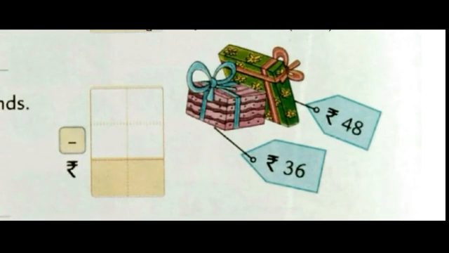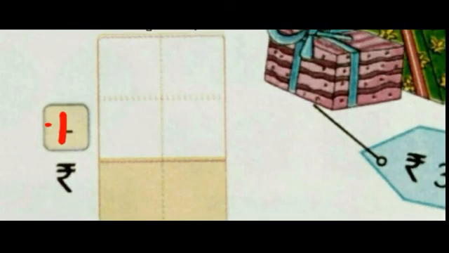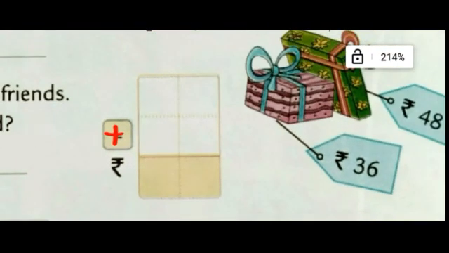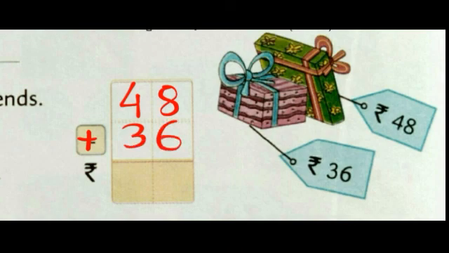Now, they are asking how much money did she spend. That means we have to add and find out how much did she spend. So we will add here. Okay. First, let us write the cost of both the gifts. 48, 36. Now, let us add. Always start from the ones. 8 plus 6 is how much? It is 14.